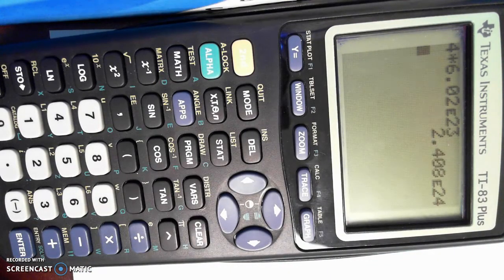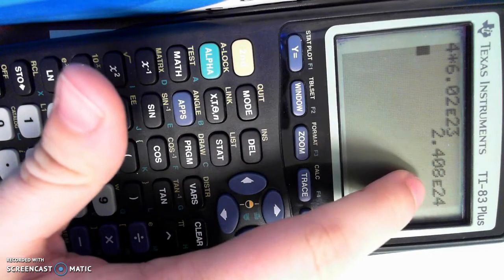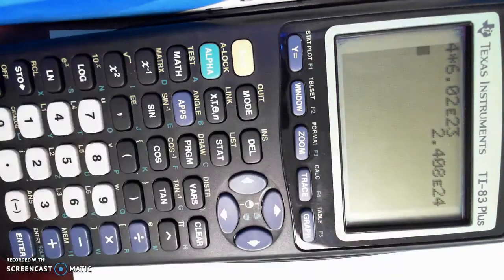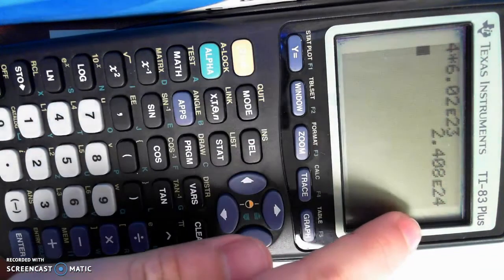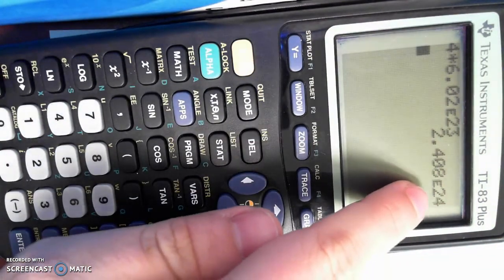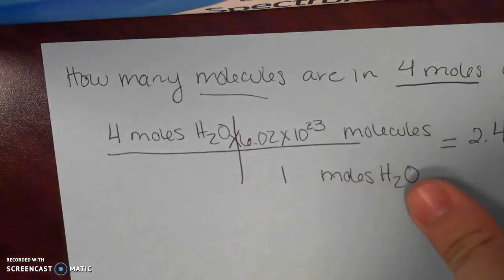You hit enter, and it gives you 2.408 E24. So the way you would write this on your paper would be 2.4 times 10 to the 24th. Okay, because remember, E23 meant times 10 to the 23rd. So E24 means times 10 to the 24th. Okay, so we practiced that one. Let's go ahead and do one more.